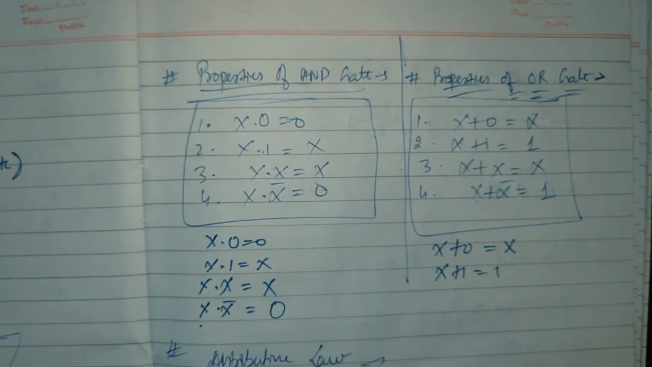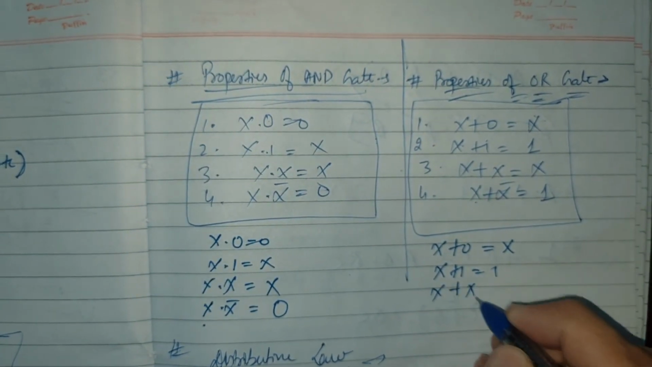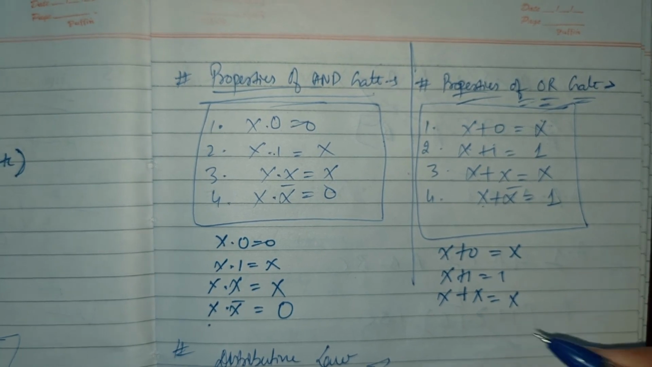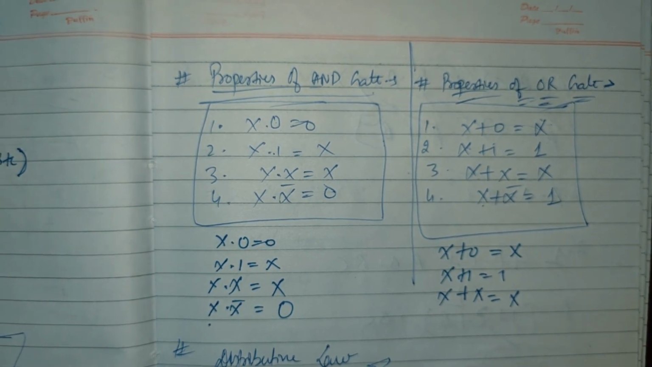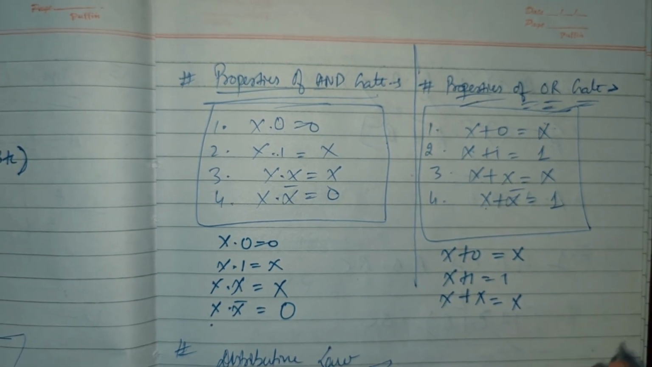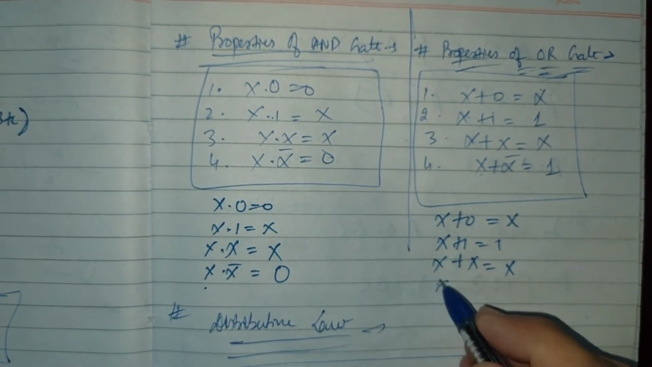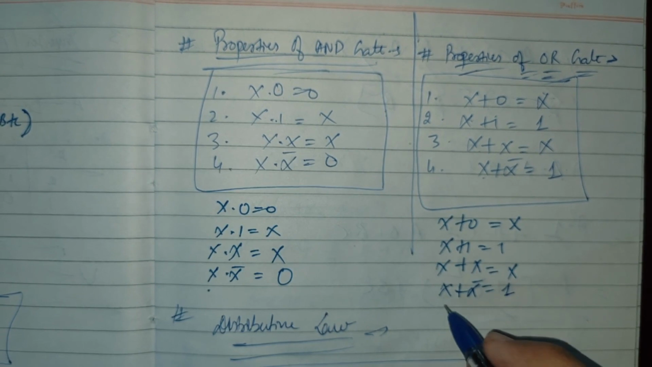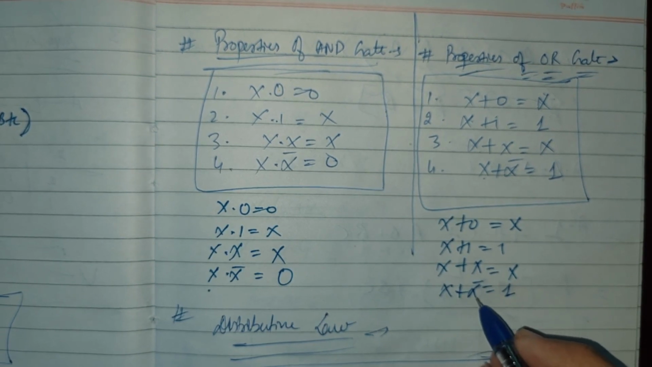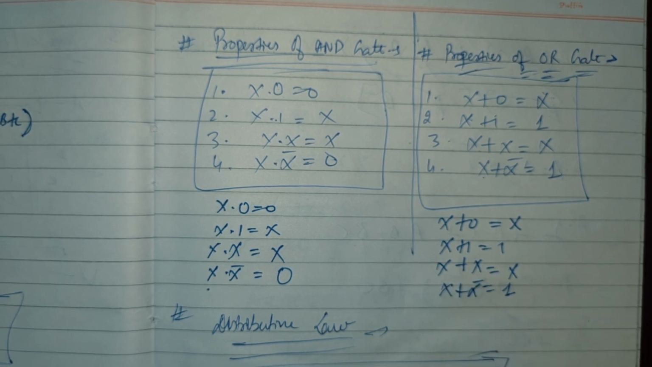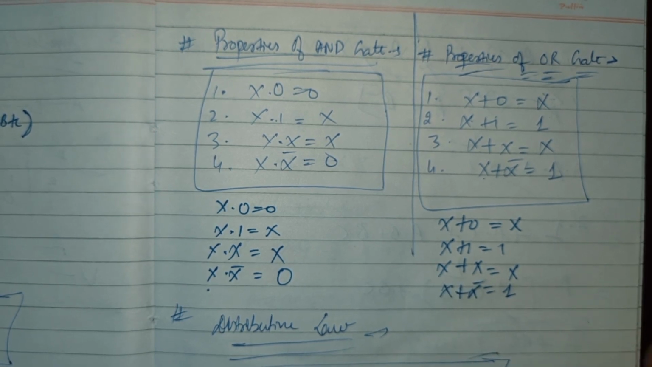Okay, x plus x is equal to x. Obviously, if x is 0, 0 plus 0 is 0. If x is 1, 1 plus 1 is 1. So simple, right? So x plus x bar is always 1. Why? If x is 0, then the other one would be 1. If it is 1, then the other one would be 0. If any of the inputs is 1, then the output would be 1 in the case of an OR gate.